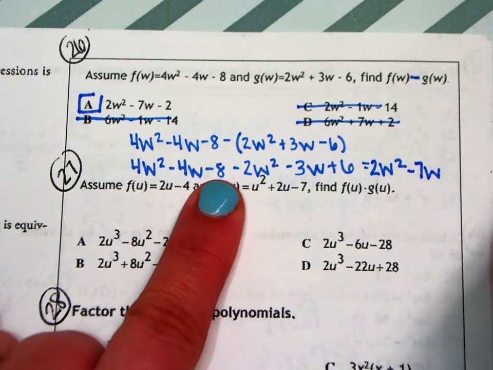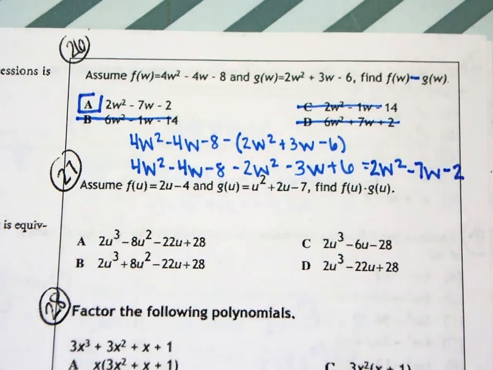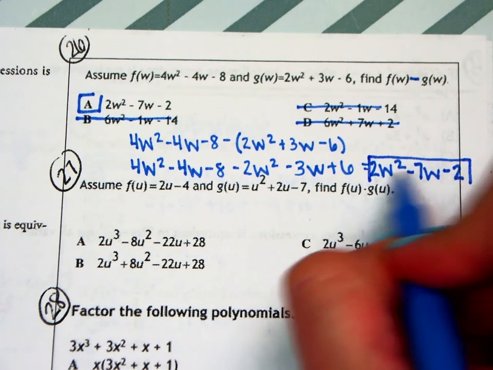Now, if I were to finish this problem, it would just be minus 2 by combining negative 8 and positive 6. But I'm not going to do that because I don't need to. So our final answer is located here.